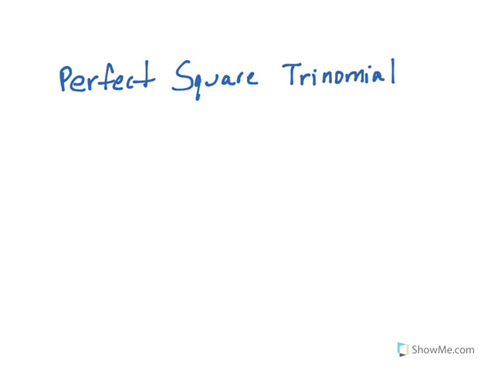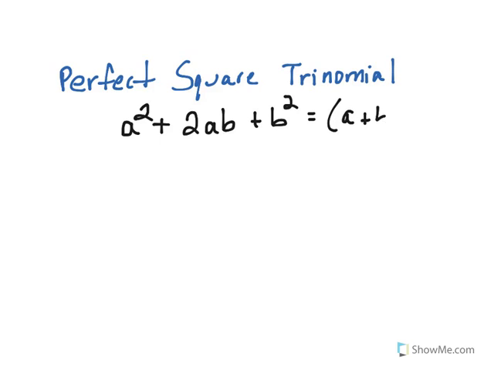Let me define this. A perfect square trinomial is a trinomial that is the square of a binomial. What the heck? Well, you know that a trinomial has three terms and a binomial has two terms. So this is what this means in the general form: a squared plus 2ab plus b squared equals (a plus b) squared.